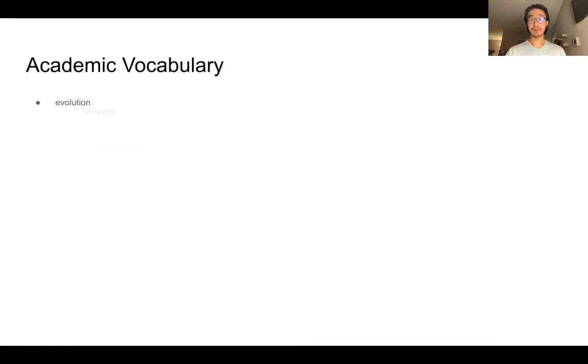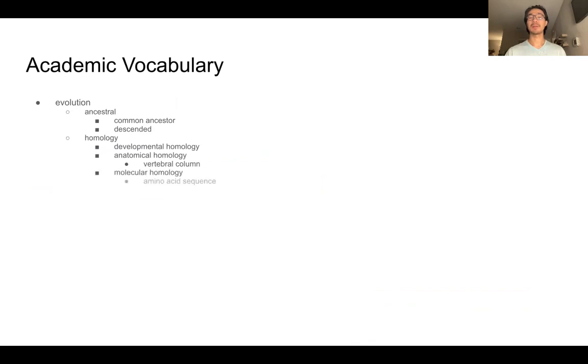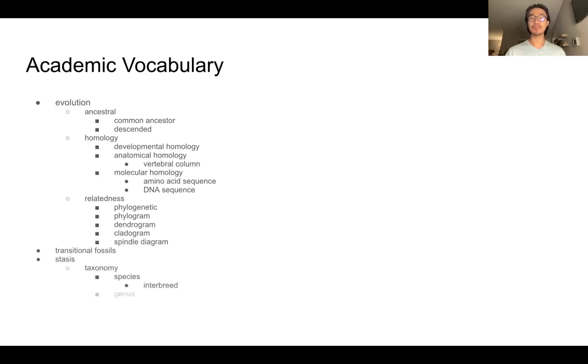There's a lot of vocabulary for this lesson, so let's talk about these words. Evolution, ancestral, common ancestor, descended, homology, developmental homology, anatomical homology, vertebral column, molecular homology, amino acid sequence, DNA sequence, relatedness, phylogenetic, phylogram, dendrogram, cladogram, spindle diagram, transitional fossil, stasis, taxonomy, species, interbreed, genus, taxon, taxa, biogeography, and lastly, zoogeographic region.